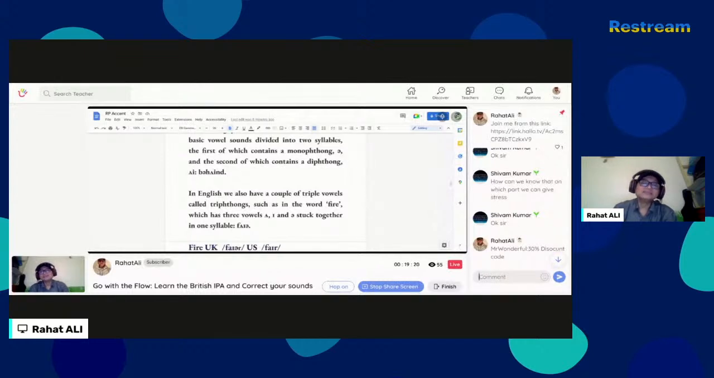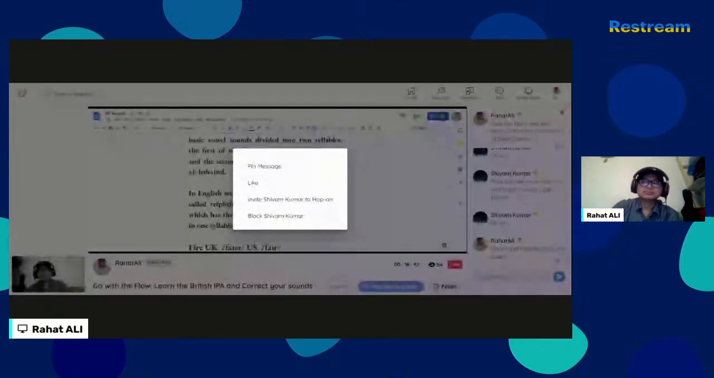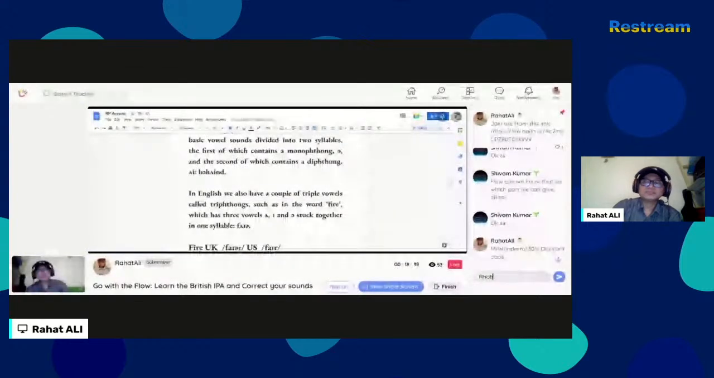So it's fire, which is three vowels, like A, E, and O, together in one syllable, fire. And definitely this is according to British English, but Americans will say fire because R should be pronounced. Because they are rhotic English speakers, whereas British English is non-rhotic English. Rhotic English, US, and non-rhotic, UK.